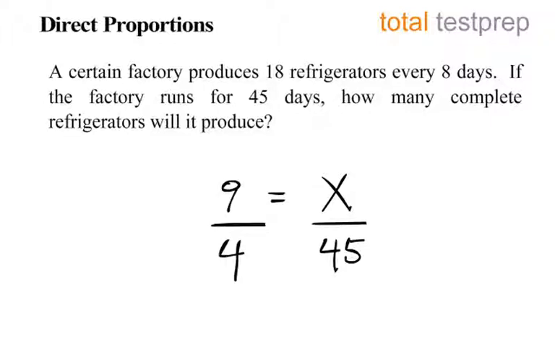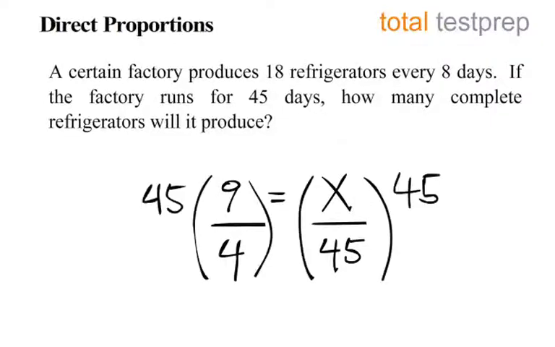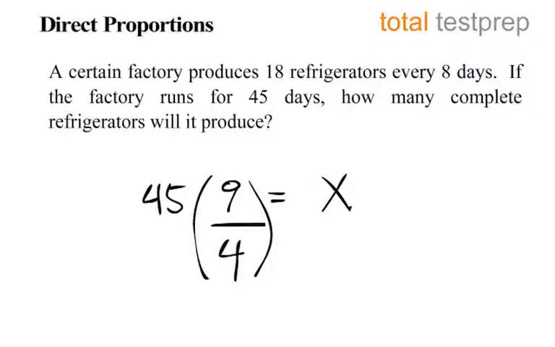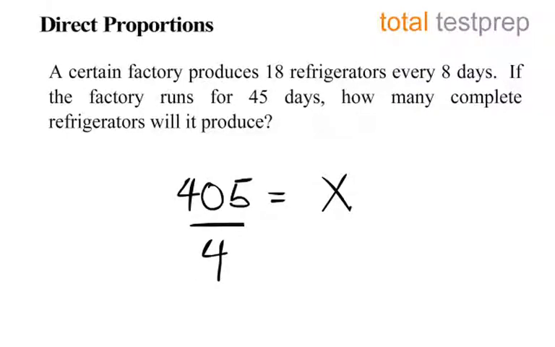We reduce first, so we get 9 over 4. Then we multiply both sides by 45, and we get here 45 times 9/4 is equal to x. 45 times 9 is 405. 405 divided by 4 is 101.25.